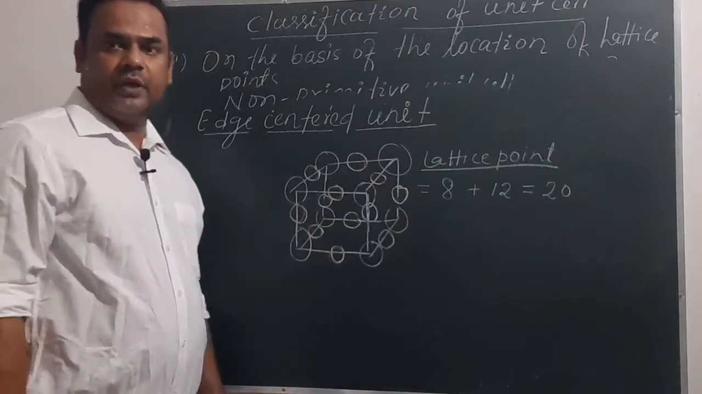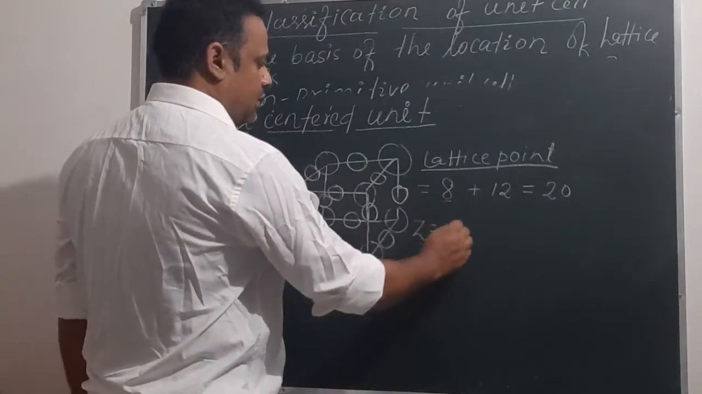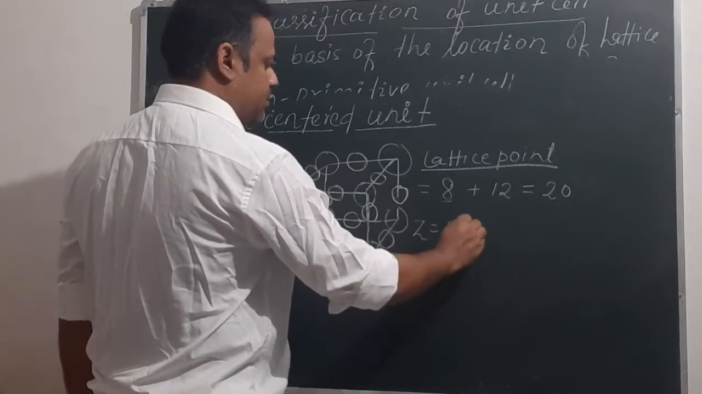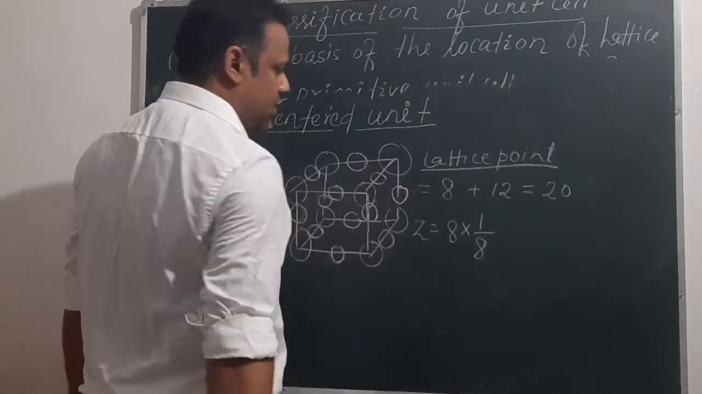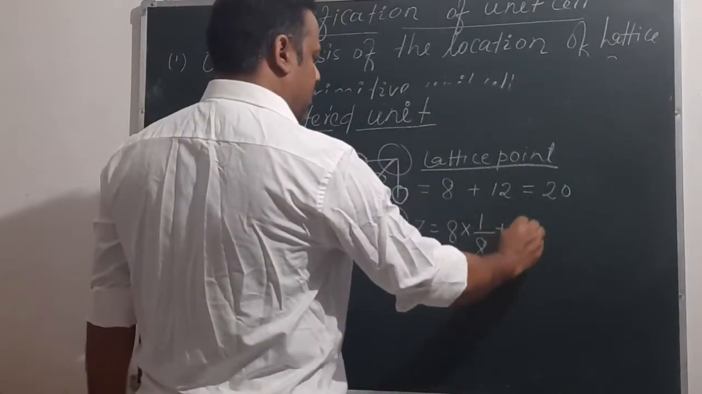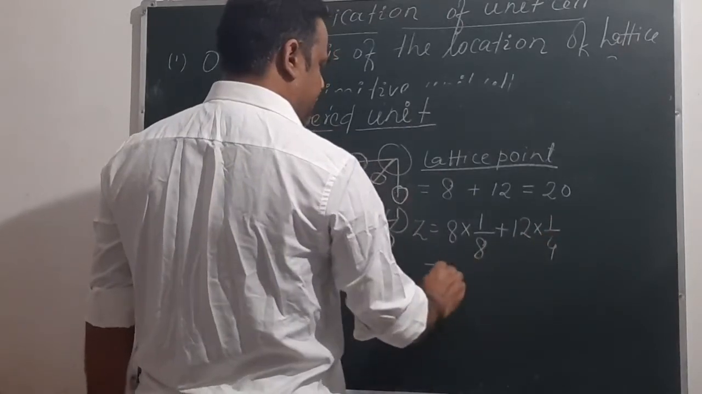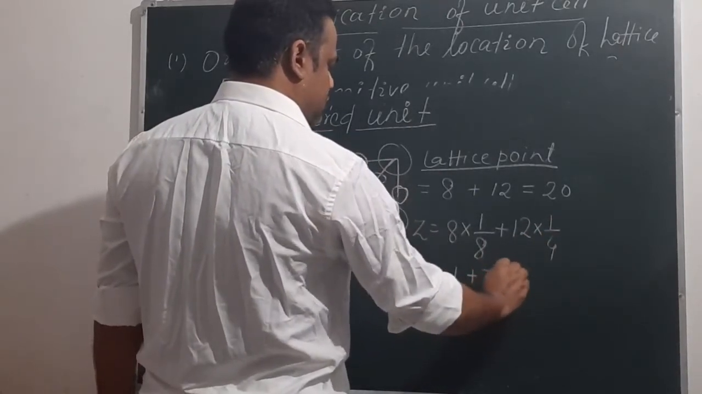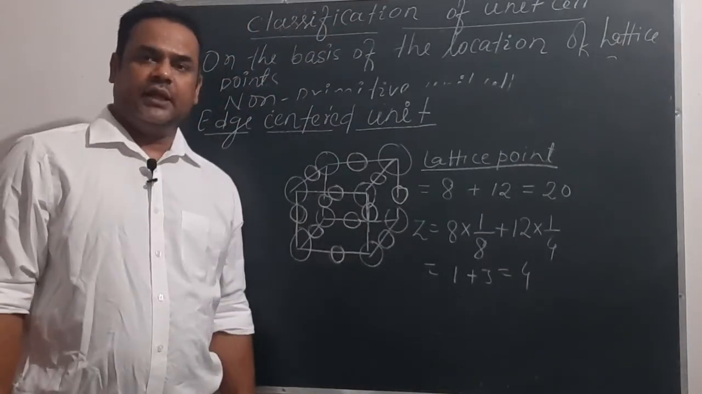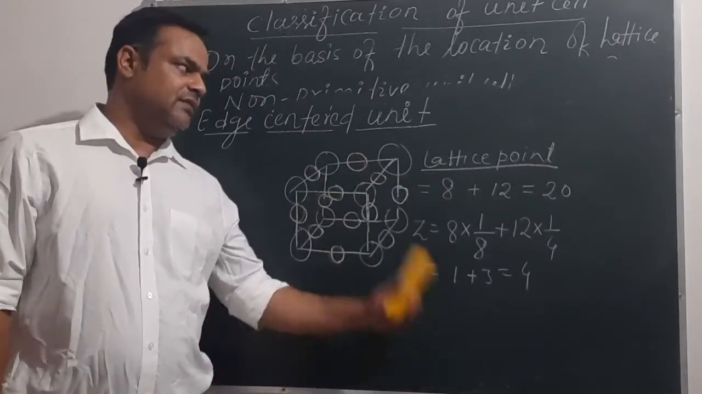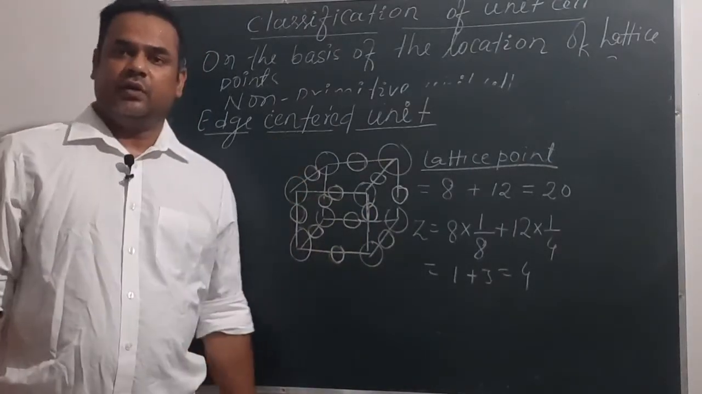Now the contribution per unit cell, that is Z, is equal to the number of each position into its contribution, corners and their contribution. Corner has contribution 1 by 8, plus the number of edges is 12 and its contribution is 1 by 4. So this will be equal to 1 plus 3, which is equal to 4. So the total number of atoms per unit cell in case of edge centered unit cell will be 4. So these were the non-primitive unit cells.